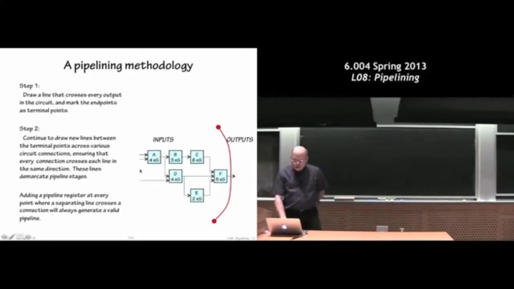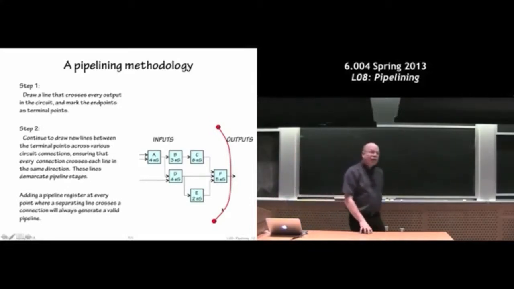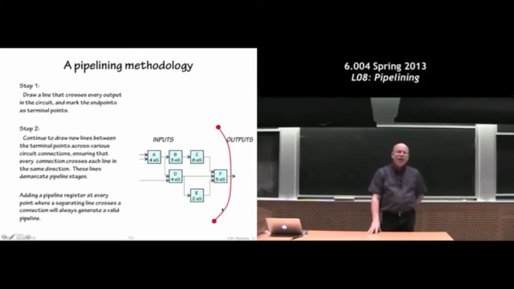Okay, here's information flowing from left to right. What we're going to do is put a dot above the diagram and below the diagram, and we're going to connect the dots by an arc that crosses all of the outputs. Simple little graphical line there. Think of it as a contour, a pipelining contour.